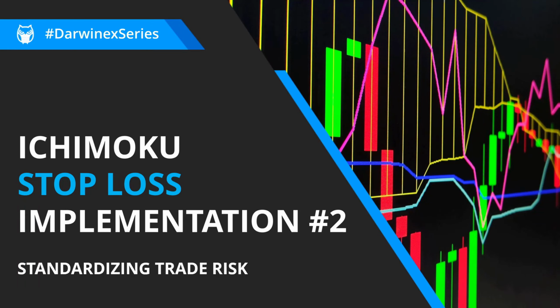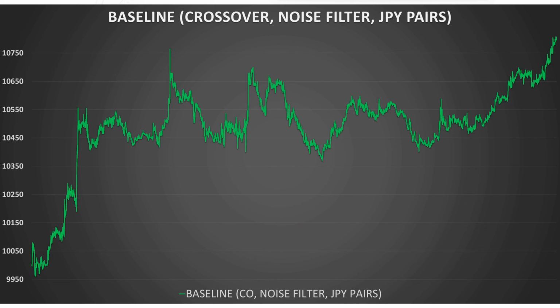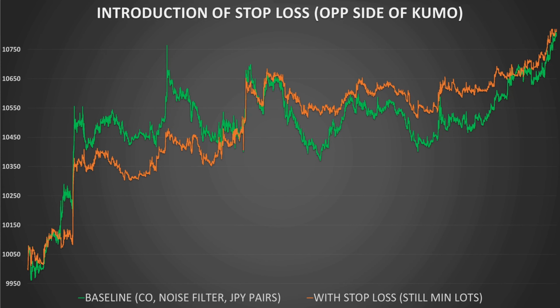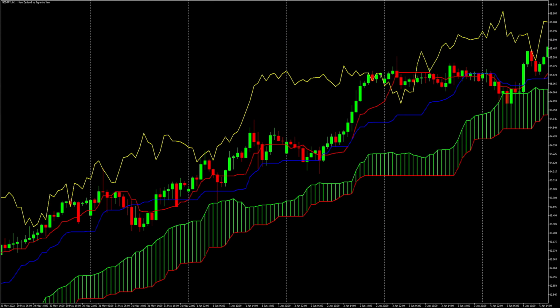As always, all previous episodes from the Spotlight on Indicators series can be accessed from a link in the video description. Now, last time we started from this baseline, which was the implementation of the basic strategy, and by adding a stop loss, we were able to improve the performance both visually and also quantitatively, as shown here. So let's now take a look at how we're going to change the implementation using that stop loss in order to achieve a standardized trade risk.